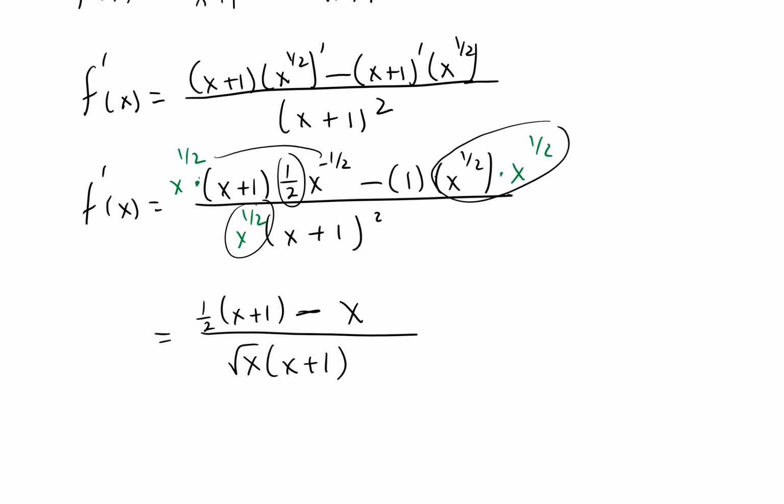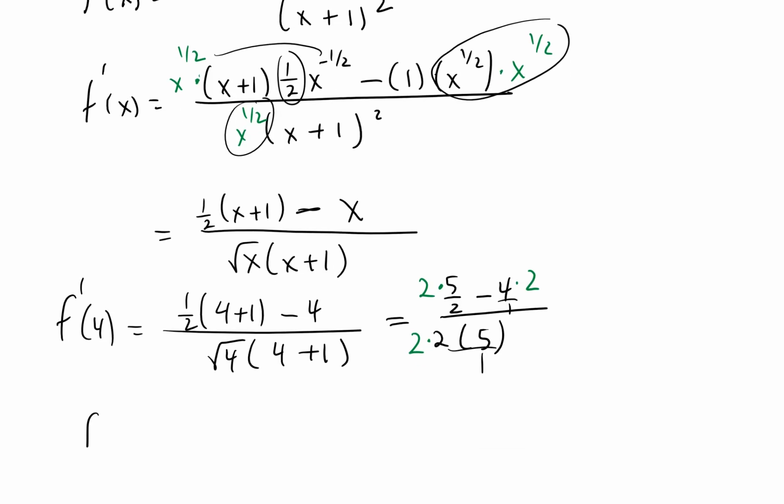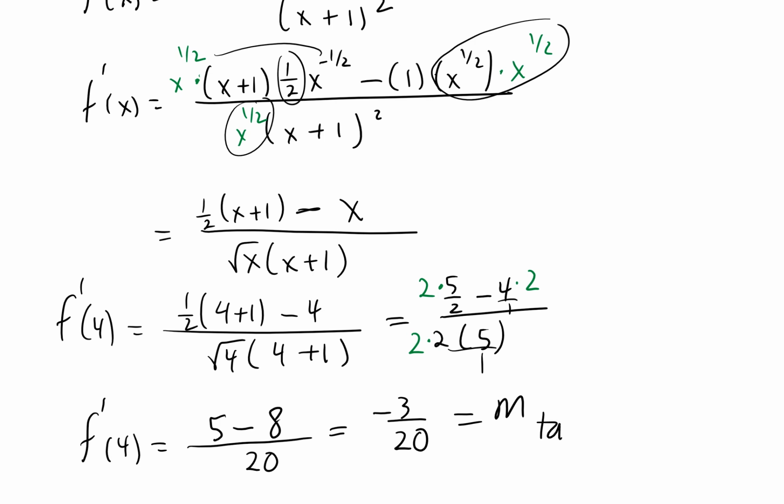If you substitute 4 in, that's okay to do it now. 1/2 times 4 plus 1, minus 4, over the square root of 4 times 4 plus 1. 5/2 minus 4 over 2 times 5. Multiply each one of them by 2. F prime of 4 equals 5 minus 8 over 20. Negative 3 over 20. That's the slope of the tangent line.